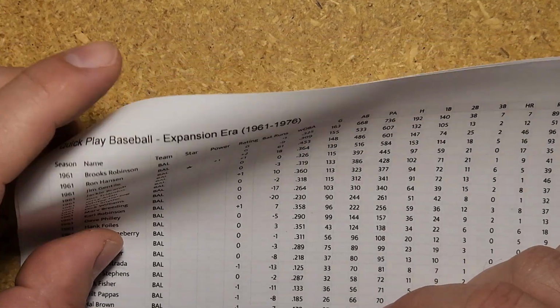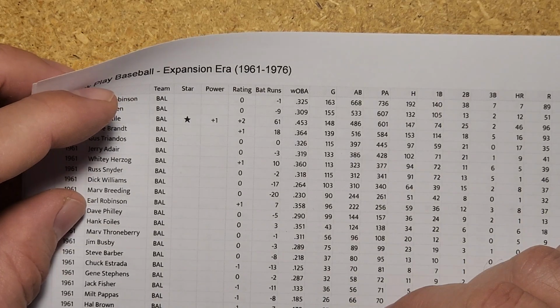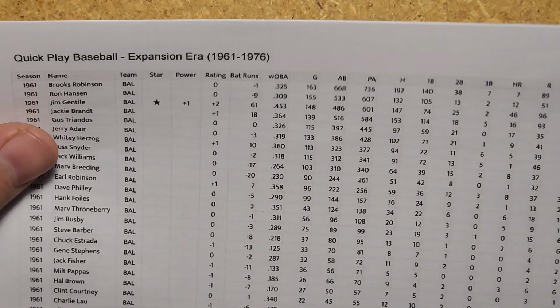It's under the batting section, and then it's called advanced batting.